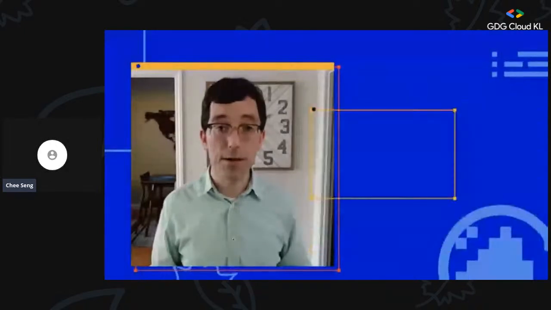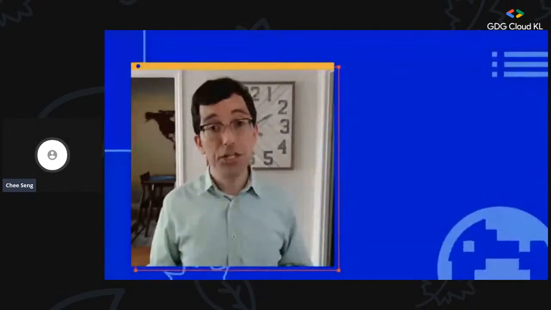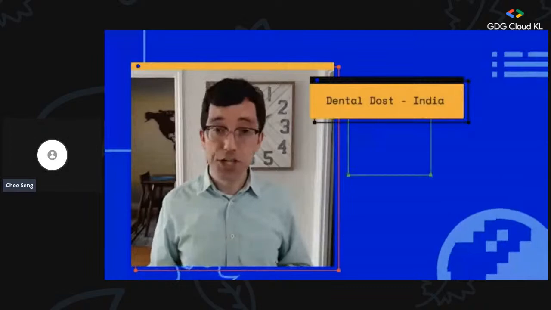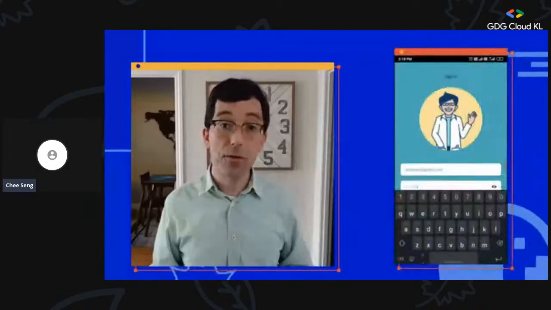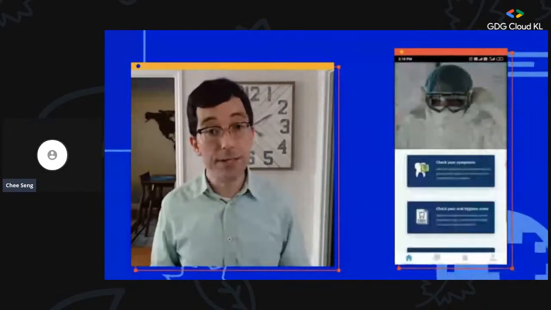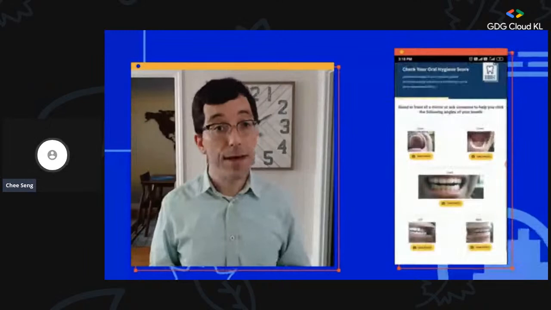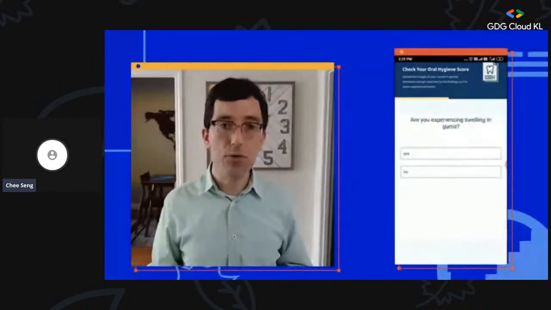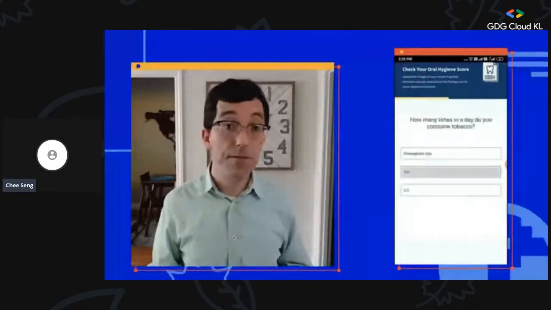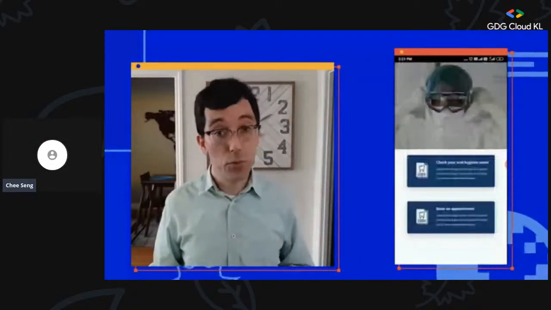In India, GDG Cloud Pune used machine learning with TensorFlow and GCP to help their community with an app that remotely analyzes dental health and helps patients book at-home dental services. They've had over 300 trained images so far, and the developer community is working with local universities to gather more than 50,000 dental images to improve the application.